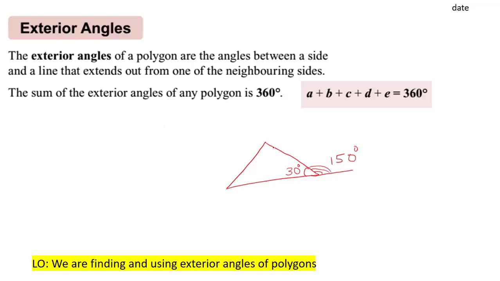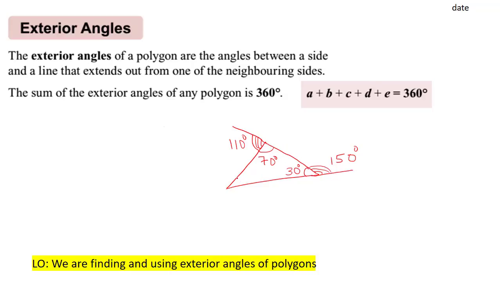So if I call this one here, let's pretend this is 70 degrees. Then if I extend this line just slightly above like that, I end up with an exterior angle here to make a straight line. So if this is 70, then this is going to be 110. Okay, so this makes a straight line.